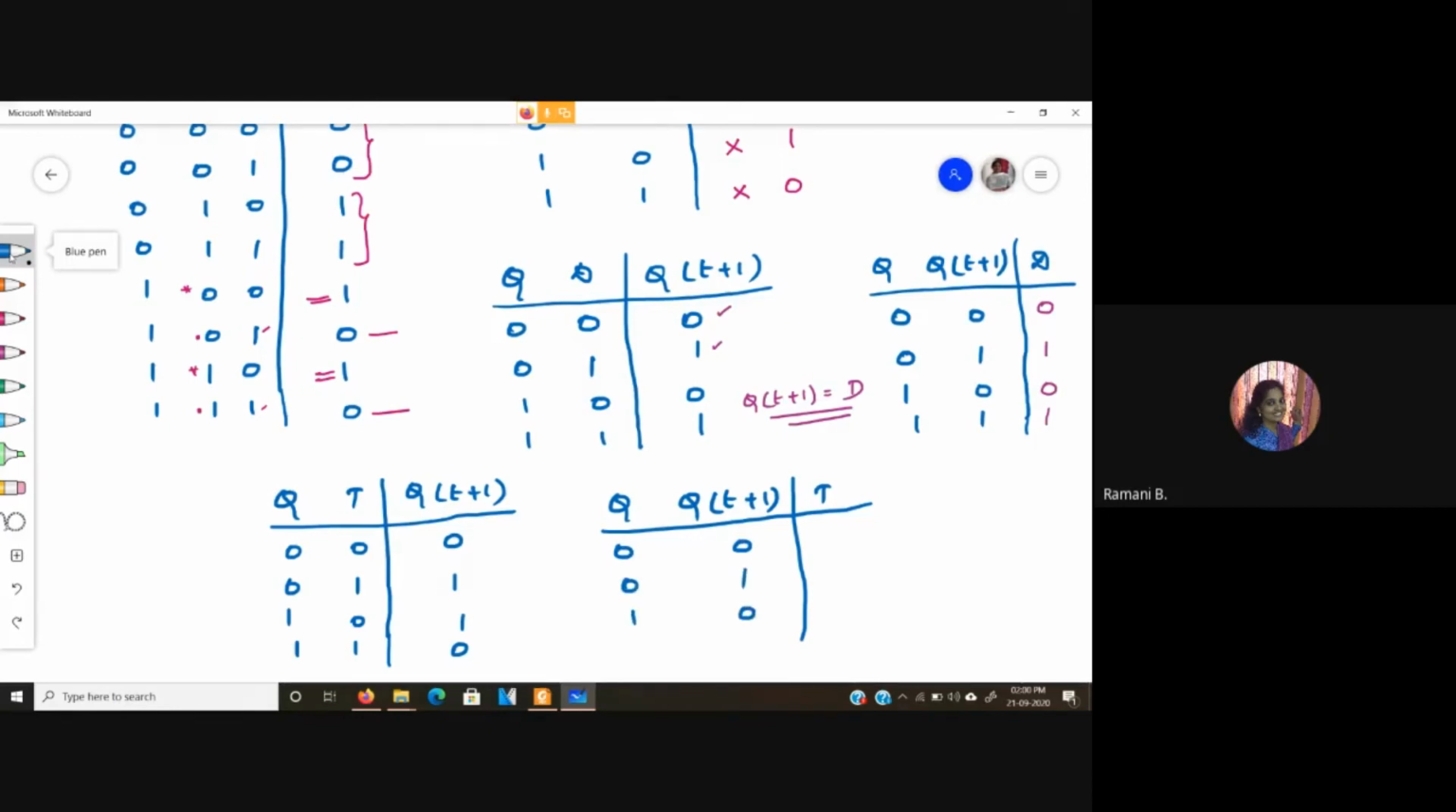so the simple thing to remember is when the Q and Q of t plus 1 values are complemented, the flip-flop input is 1, otherwise it is 0. So here both Q and Q of t plus 1 are 0, so T is equal to 0. Here it is complemented, so T is equal to 1, and here again it is same. Okay, this alone you have to have in mind. So this is about the excitation table of these flip-flops.